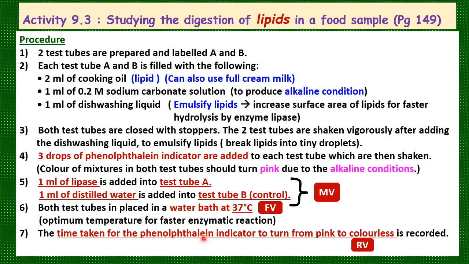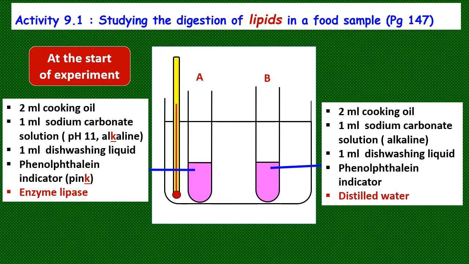Will the phenolphthalein indicator turn from pink to colorless? When it turns colorless, it means that the condition is below pH 8.3. It could be still slightly alkaline, or neutral, or acidic. When the conditions are like this, the indicator will turn from pink to colorless. Here's the apparatus set up to study the digestion of lipid in a food sample.